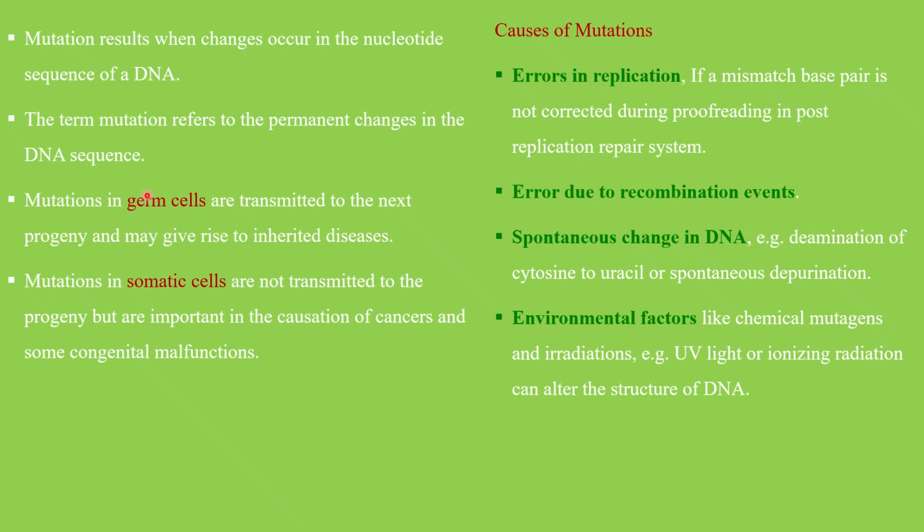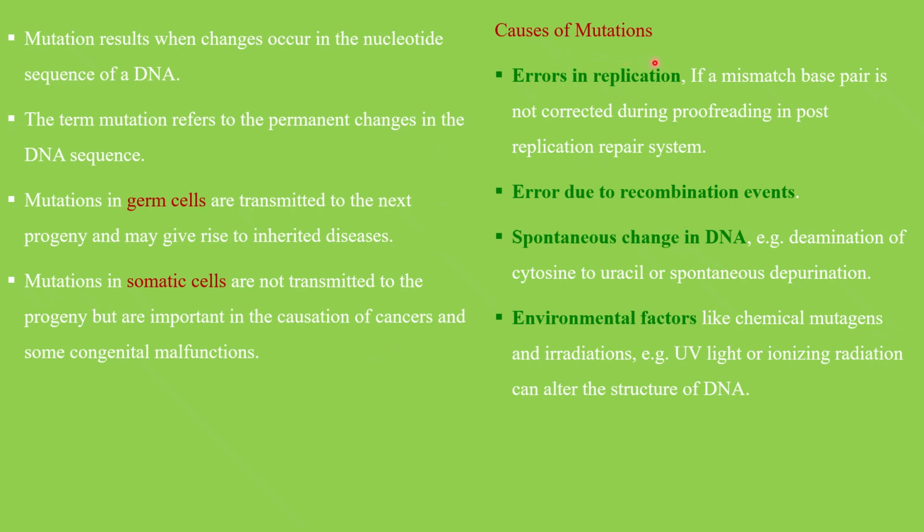Mutations in the germ cells are transmitted to the next progeny, while mutations in the somatic cells are not transmissible to the progeny, but they may cause cancer and some congenital malfunctions.